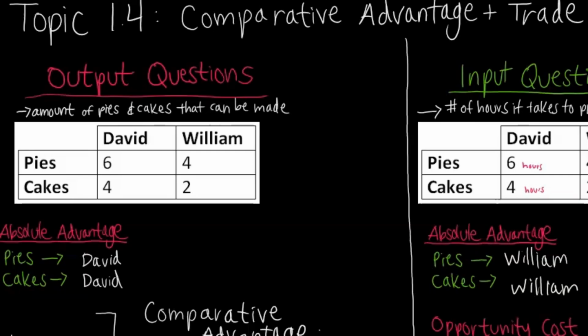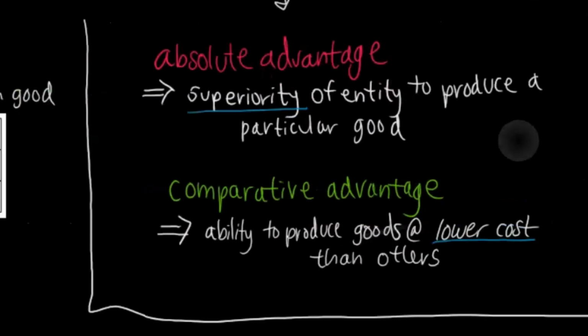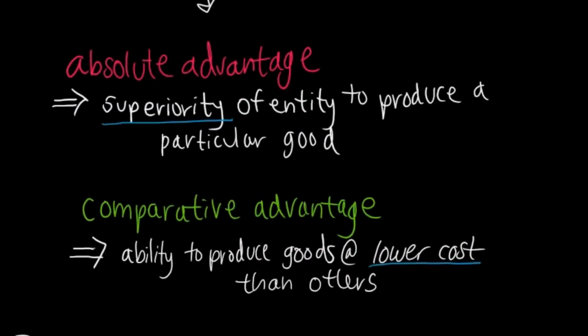So now we're going to be moving on to topic 1.4, which is comparative advantage in trade. First off, let's get a couple terms out of the way. Absolute advantage is the superiority of an entity to produce a particular good. That's basically whoever produces more of something. So if I have Bob and Jack, Bob produces 5 apples, Jack produces 2. 5 is greater than 2, so Bob has the absolute advantage in producing apples.